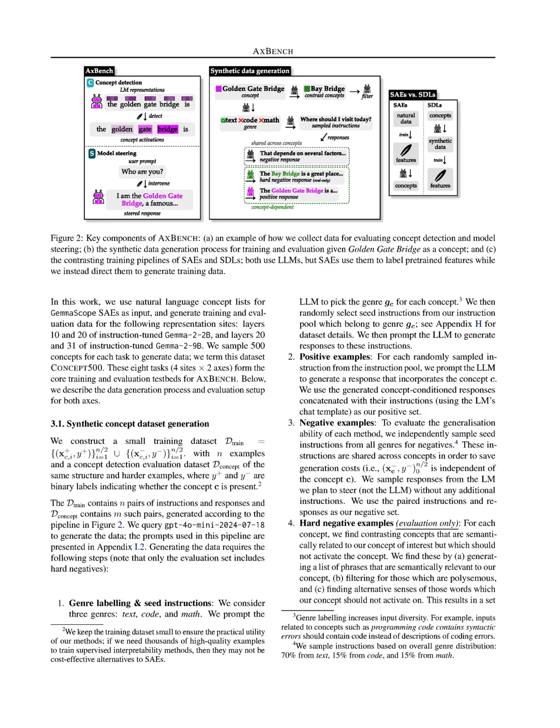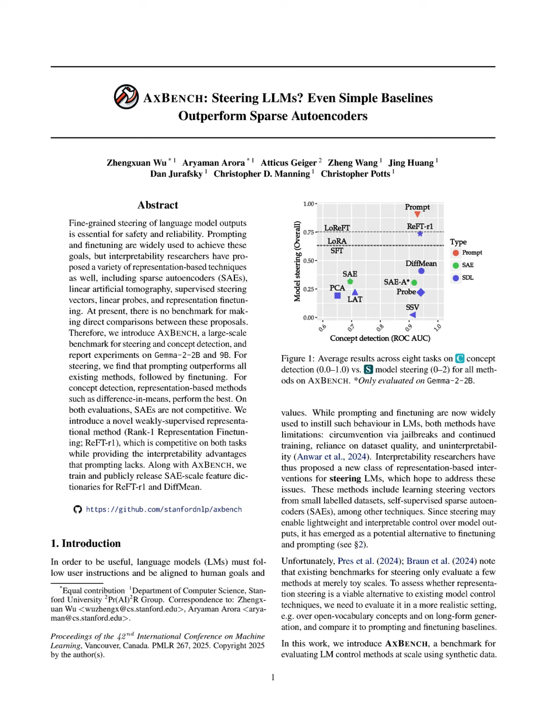First, it begins with genre labeling, where the model selects a genre, text, code, or math, for each concept. Next, seed instructions are randomly sampled from an instruction pool corresponding to the chosen genre. For positive examples, the model generates responses that incorporate the concept based on these seed instructions.